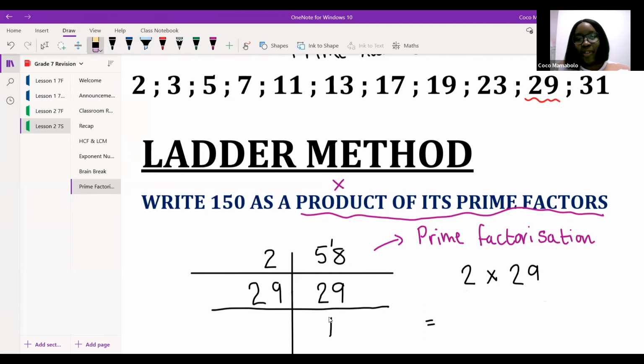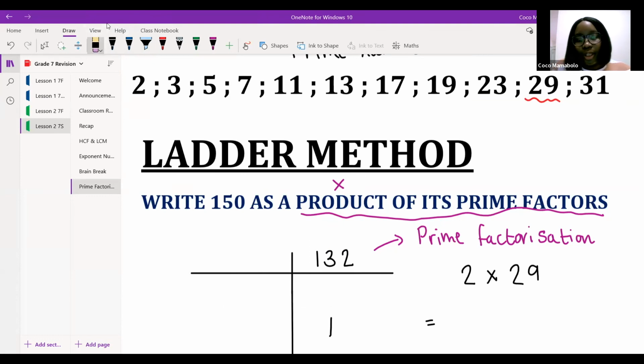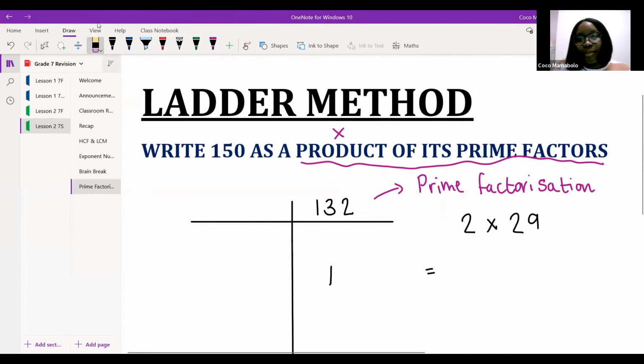Let's try a little bit of a better looking one. Give me 1 second. I don't want to mess this one up. Okay, we're going to break 132 into a product of its prime factors. Okay. So give me a prime number, guys. Give me a prime number that I can divide 132 by.